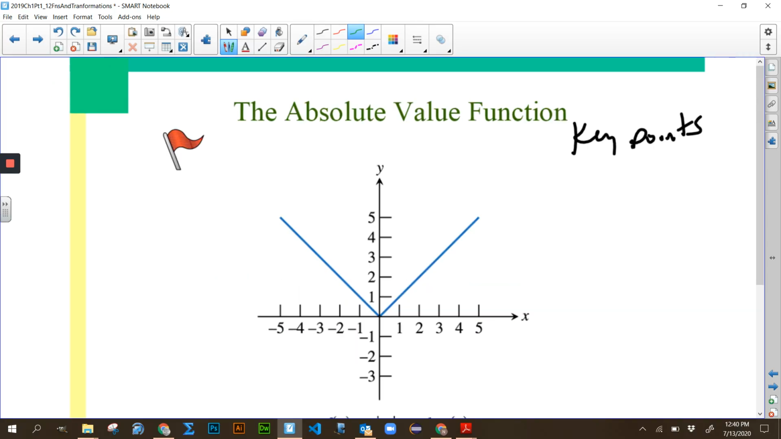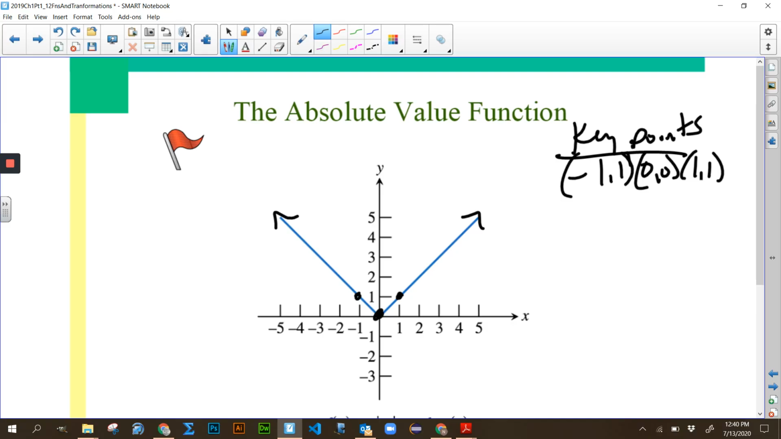Here we go. So absolute value, we're going to look at our key points again. This really looks like a U, except it's V-shaped. It's going to be the same 3 points that we're going to use for transformations: negative 1, 1, 0, 0, and 1, 1. All right.